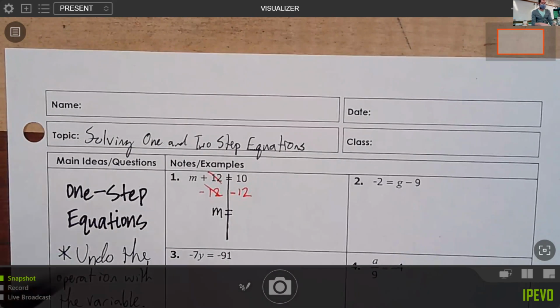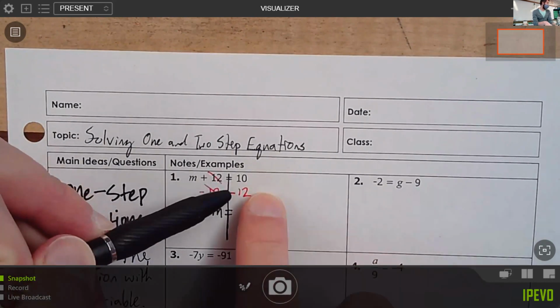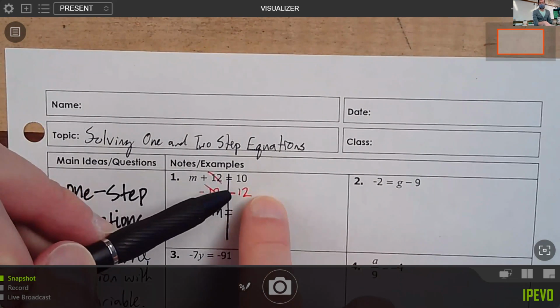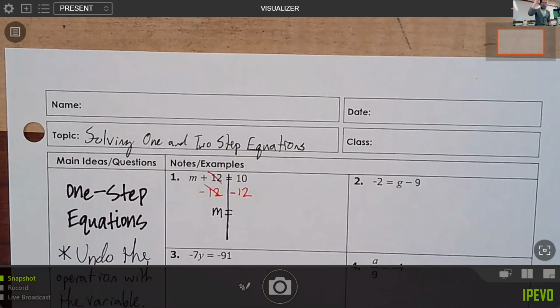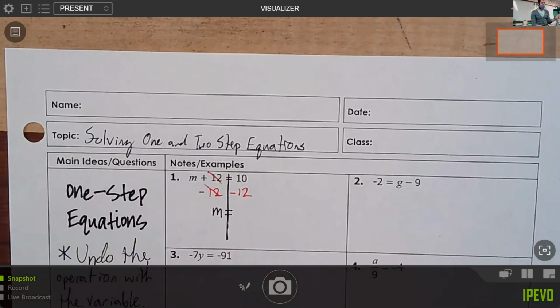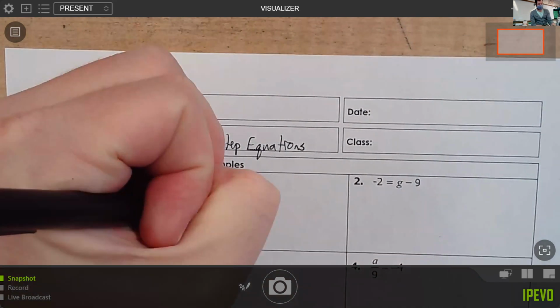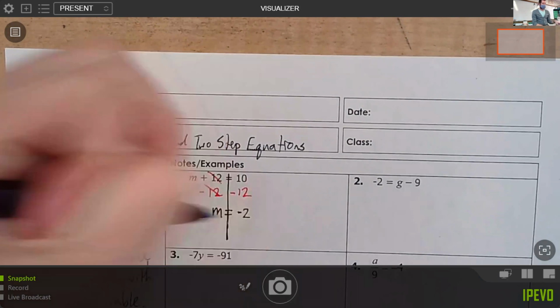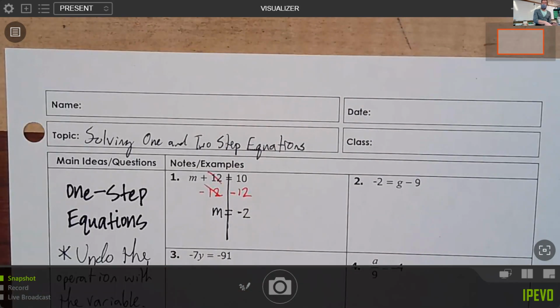Now we need to go back to the right-hand side, and we need to remember a little bit about adding and subtracting integers, or if you want to, feel free to grab a calculator. But we're going to do the math on this side too. 10 minus 12. What do we get? -2, exactly. And so we're left with an answer, and the answer says m is equal to -2.